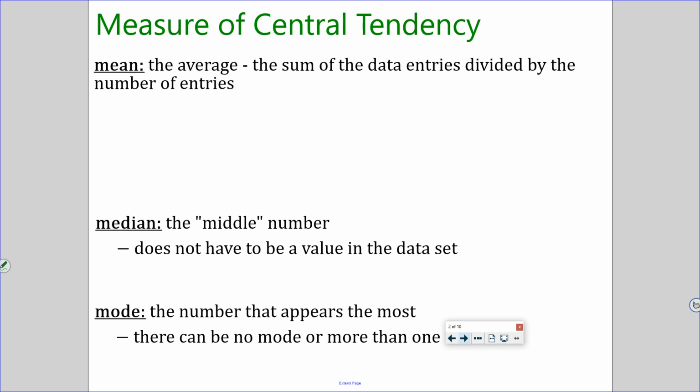Mean is another way to say or calculate your average, right? When I calculate the average test scores, I add up all the test scores of the class, divide by how many students there are, and that gives me the average. Same as the mean.